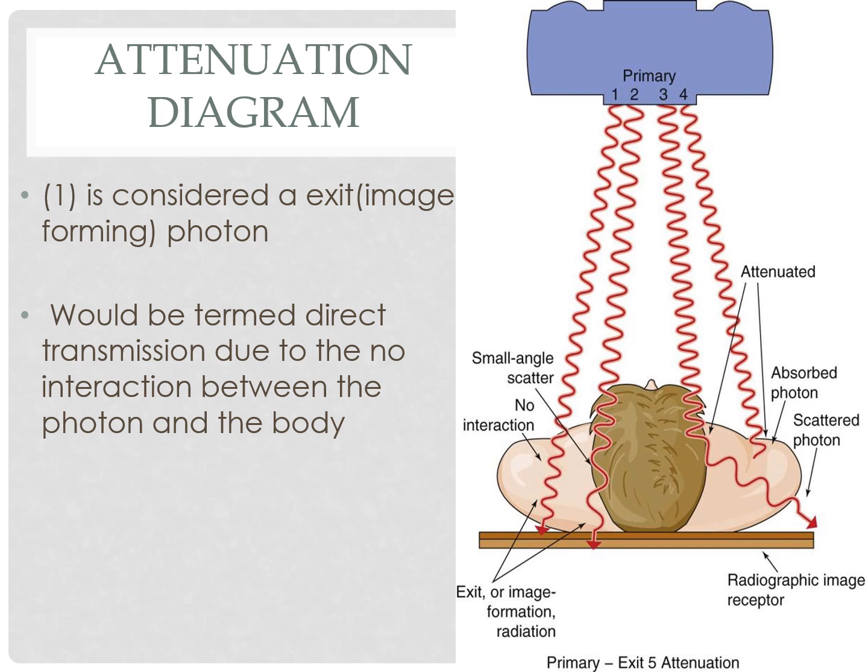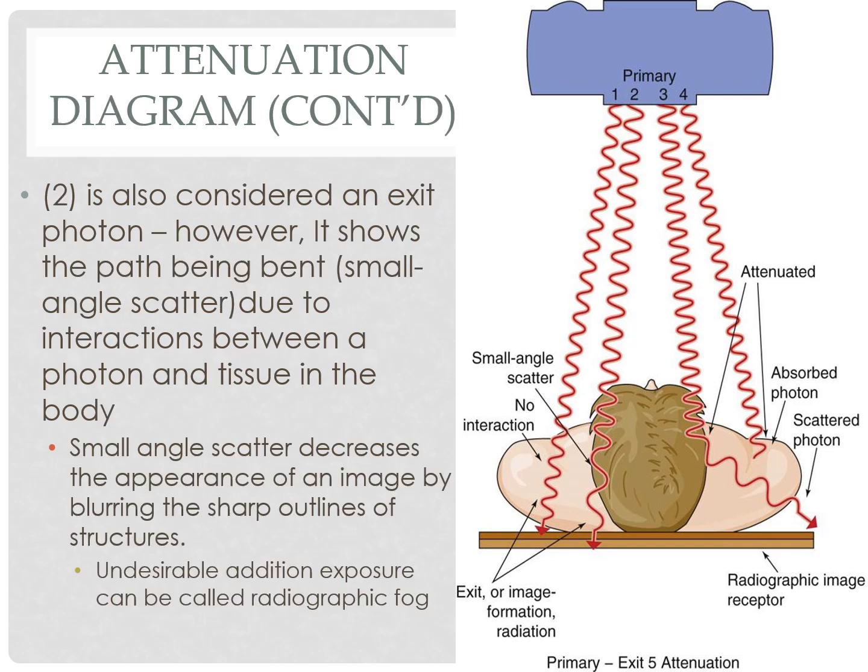Attenuation diagram. Number 1 is considered an exit image-forming photon, termed direct transmission due to no interaction between the photon and the body. Number 2 is also considered an exit photon. However, it shows the path being bent, small angle scatter, due to the interaction between the photon and the tissue of the body. Small angle scatter decreases the appearance of an image by blurring the sharp outlines of structures. Undesirable additional exposure can be called radiographic fog.